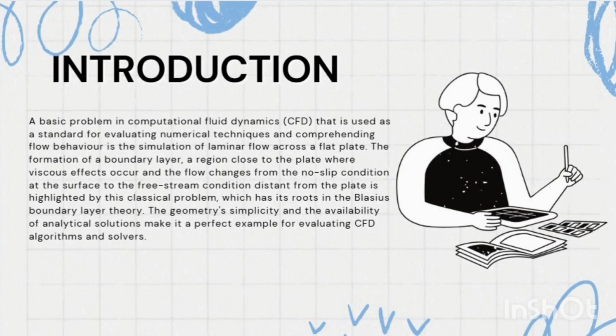Introduction. A basic problem in computational fluid dynamics (CFD), used as a standard for evaluating numerical techniques and comprehending flow behavior, is the simulation of laminar flow across a flat plate. This classical problem, which has its roots in the Blasius boundary layer theory, highlights the formation of a boundary layer, a region close to the plate where viscous effects occur and the flow changes from the no-slip condition at the surface to the free stream condition distant from the plate. The geometry's simplicity and the availability of analytical solutions make it a perfect example for evaluating CFD algorithms and solvers.